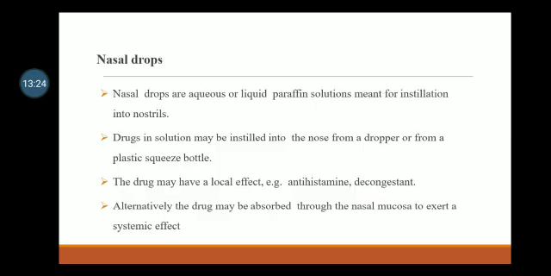The nasal drops. Nasal drops are aqueous or liquid paraffin solutions meant for instillation into the nostrils. Drug in solution may be instilled into the nose from a dropper or from a plastic squeeze bottle. The drug may have a local effect, for example an antihistamine or a decongestant effect. Alternatively, the drug may be absorbed through the nasal mucosa to exert a systemic effect.